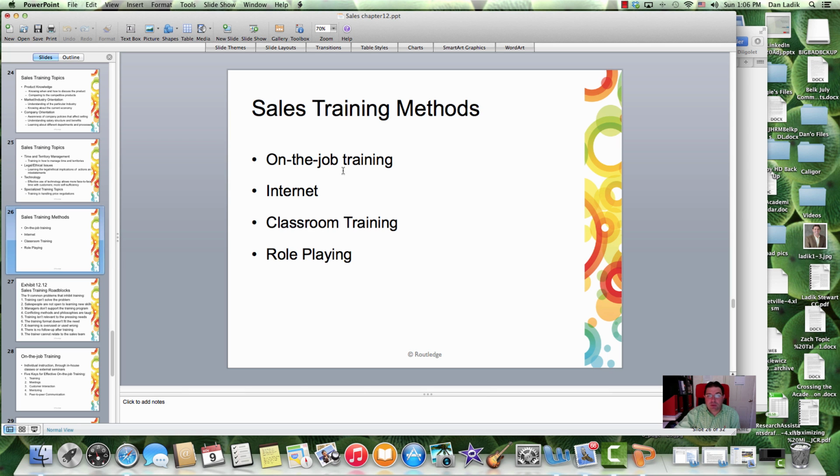Training methods. On-the-job training. Well, in an old school world, this was much, much more common. The difference between a good sales job and a bad sales job is there is significantly less on-the-job training. Yes, you will still learn on the go. You will still learn as you're doing your job, but it should not be the primary way you learn at the firm.